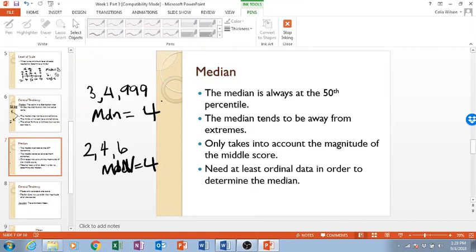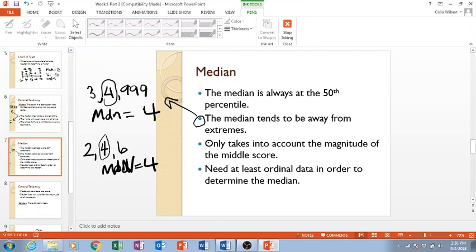But this median of 4 doesn't do a good job of representing 999. So the median tends to be away from extremes. Now this is an extreme example of that. It only takes into account the magnitude of the middle score. So whether it's a good representation or a bad representation of all the scores, it really only cares about itself. Oh, it's kind of selfish, isn't it? The median is a little bit selfish.